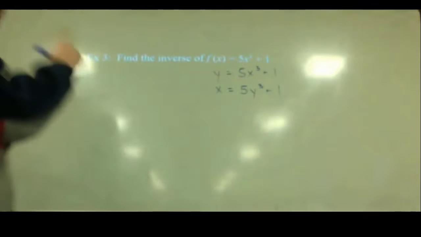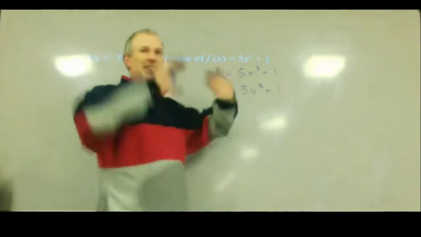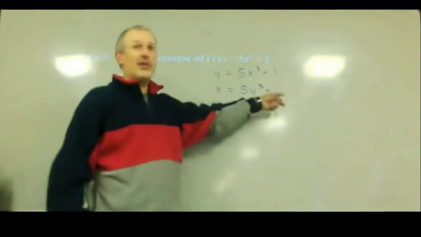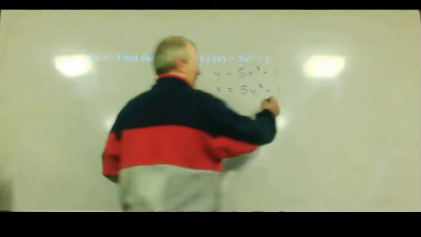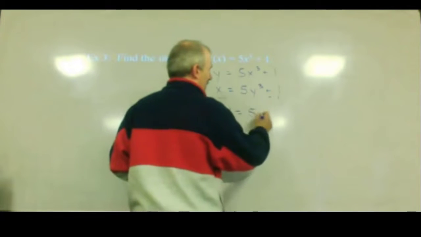So here we have to be a little bit careful. What do we get rid of first? The 1. Get rid of the outside stuff first. How do we get rid of the 1? Yep, minus 1. So x minus 1 equals 5y cubed.